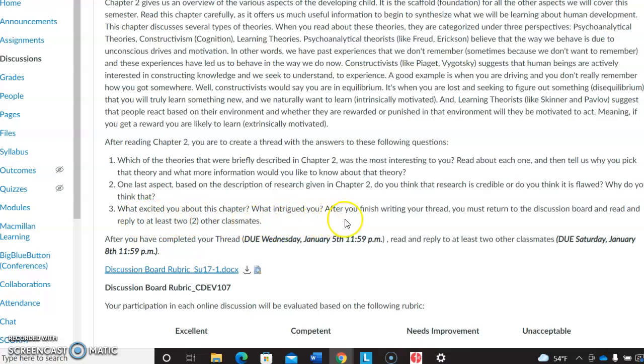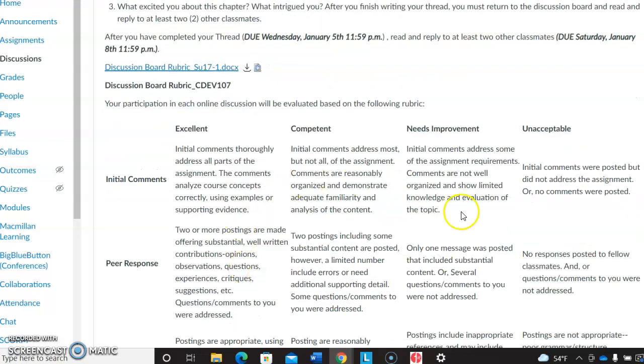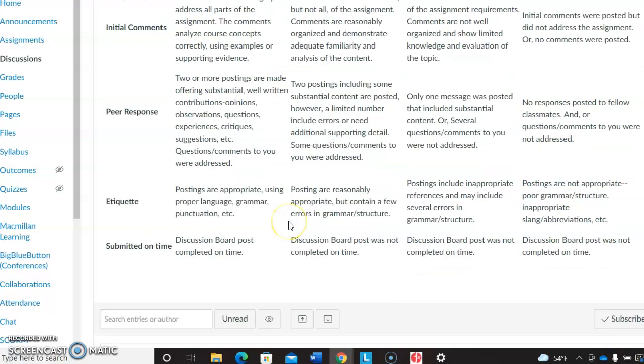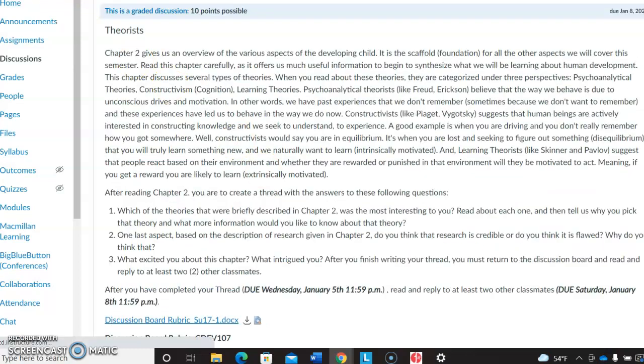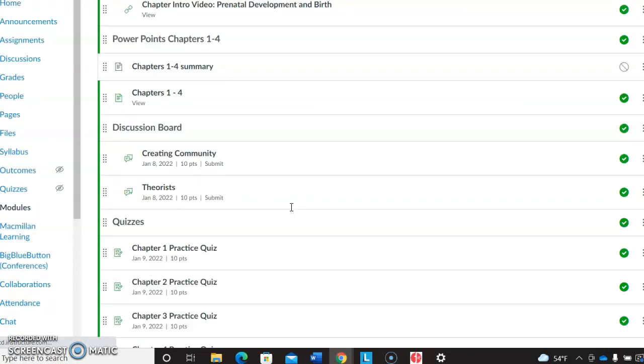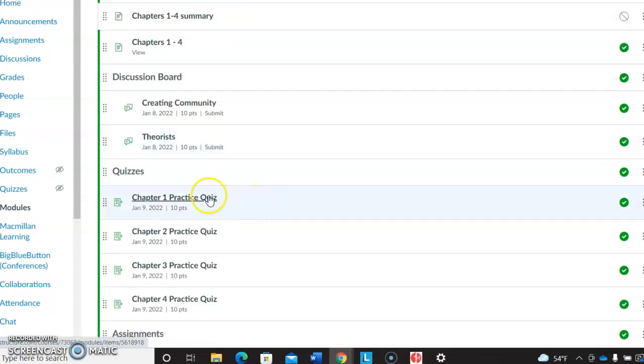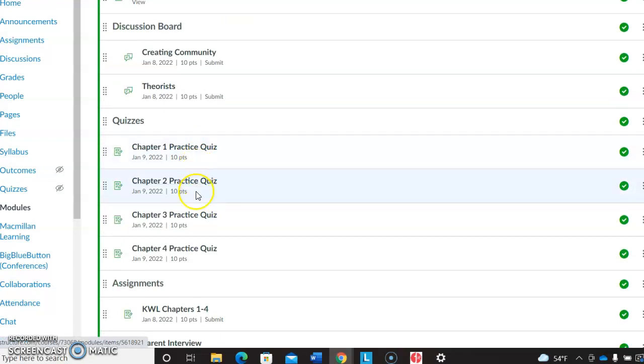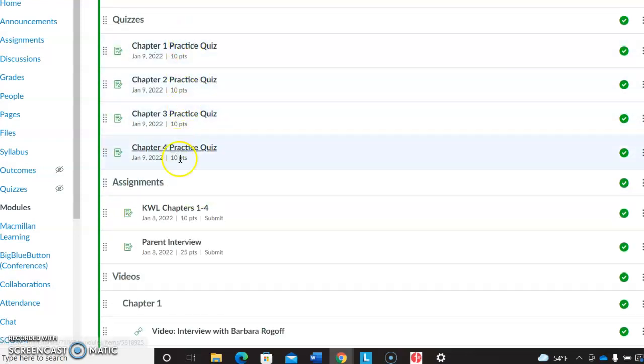What intrigues you? And then after you finish answering all those by Wednesday, you have until Saturday to respond to 2 of your peers. Again, it's the same rubric that is located in here for you. Those are your 2 discussions, and then of course your quizzes, you'll just pop on these. Quizzes, remember, are always due by Sunday.